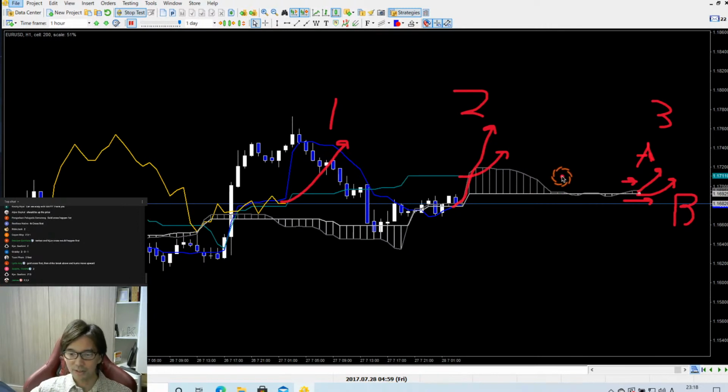Okay, Chikou span breakout, price line goes up. Yep. Must be above the candles.